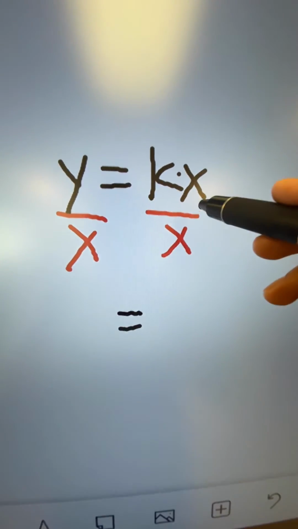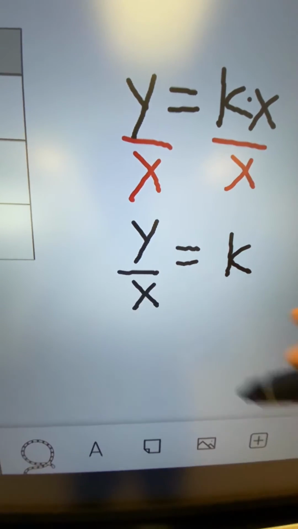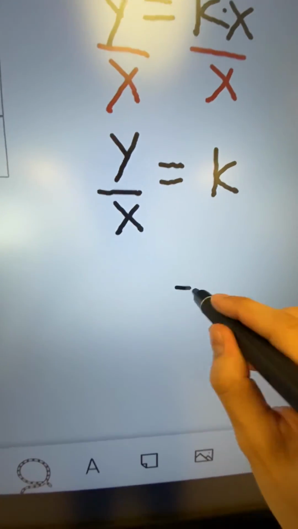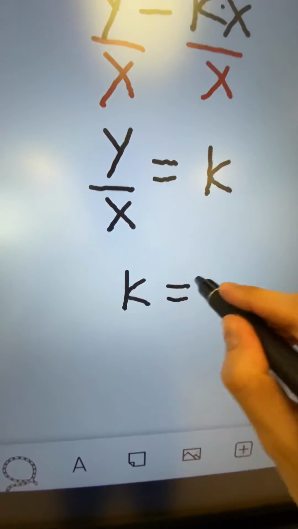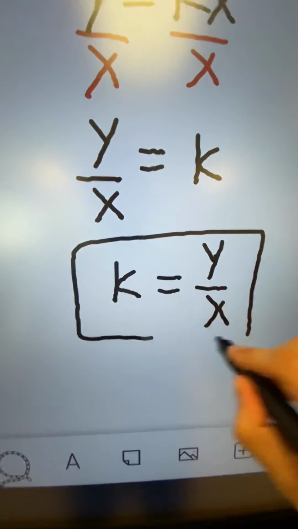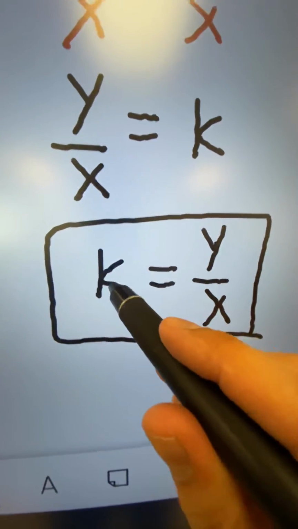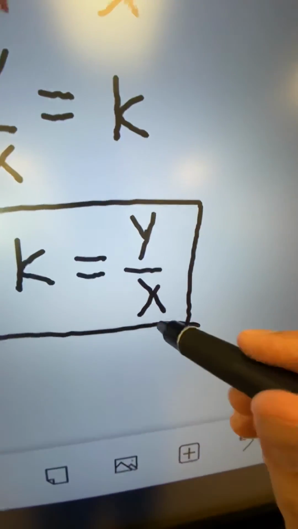So now let's see here. We get k on this side, and we get y over x over here. And I'm going to use the symmetric property, meaning I'm going to swap sides, y over x, and we get k equals y over x. So this right here is letting us know that the constant of variation, the k, you can find by taking y divided by x.